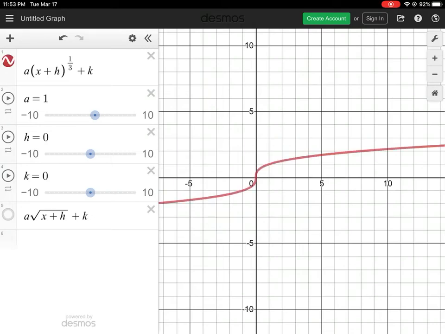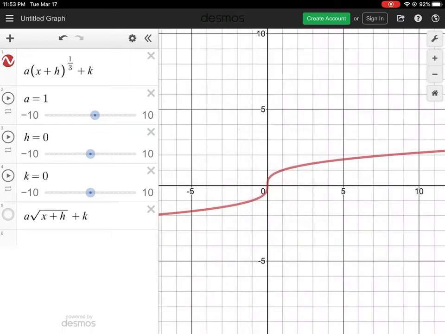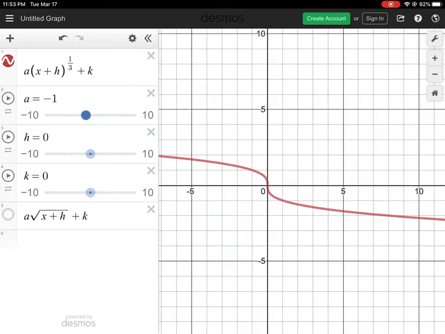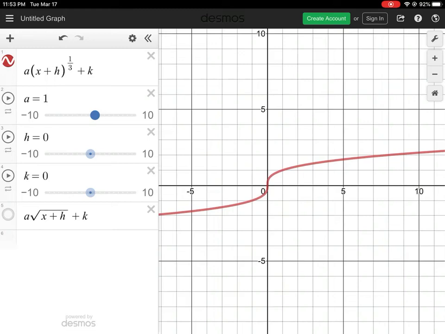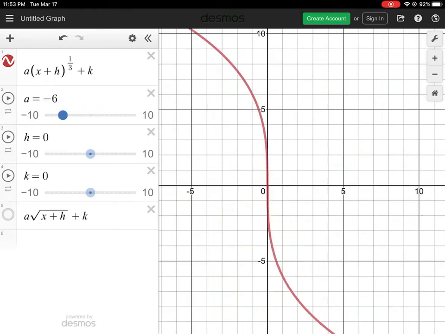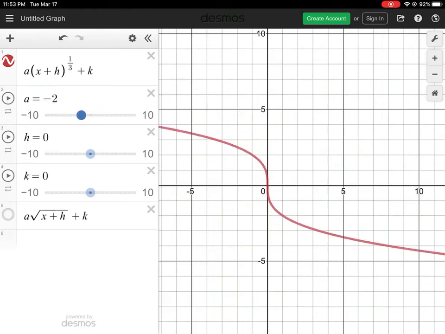Then we also have, just so you guys see, the cube root works the same. This is just our basic cube root function. It's like that stretched out S. If we make a negative, notice it flips it. Okay, and then if we stretch it out, it makes it more stretched.